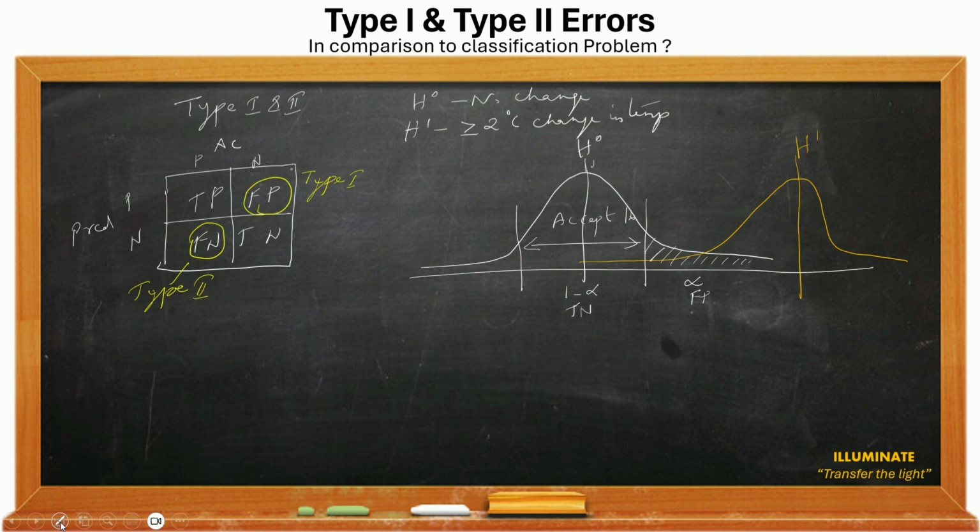All nomenclatures, again, please visit the previous session to understand it in detail. This area is beta and this complete area is nothing but 1 minus beta. This is your true positive and beta is nothing but your false negative. So this is where we stand.